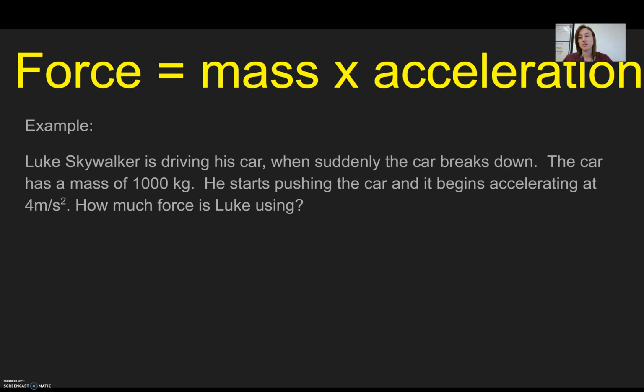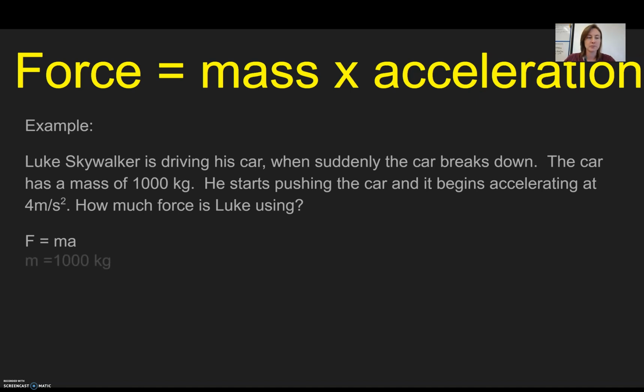So to calculate force, we have to do mass times acceleration. We've got to find out the force, and we do mass times acceleration. So first we write the equation we're going to use. So type this, please. F equals ma. That's the same thing as force equals mass times acceleration. That's just our short way to write it.